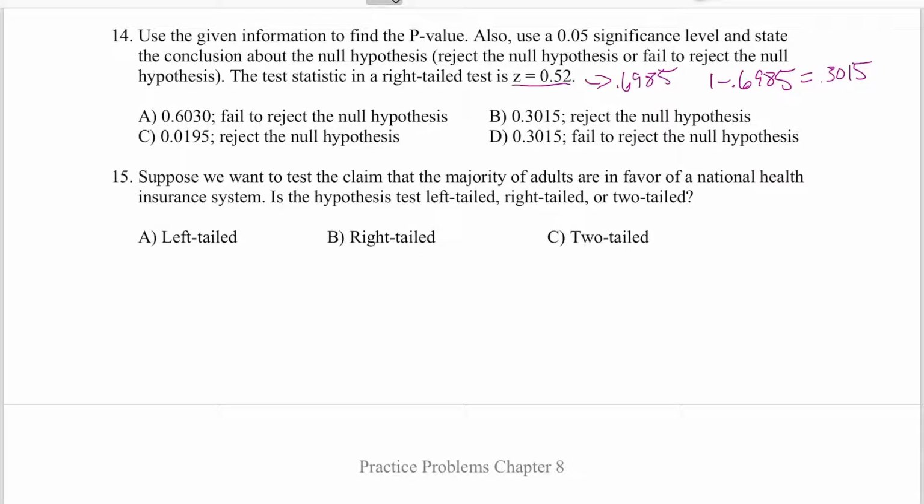So if you have a p-value of 0.3, that's a very high p-value. It's way bigger than our alpha level, so we automatically know we're going to fail to reject the null hypothesis. So we can take C and B out of this equation.